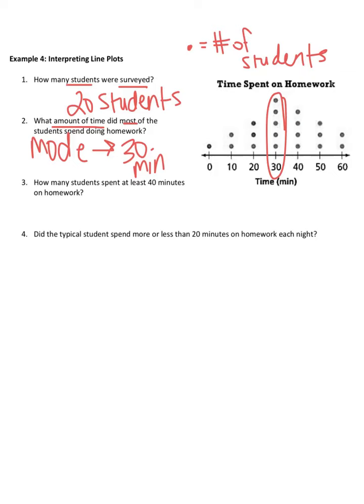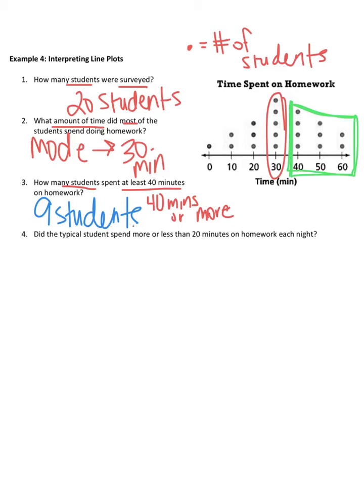Next question says, how many students spent at least 40 minutes on homework? That means they could have spent 40 minutes or more. Notice how I'm reinterpreting what the question's asking. So now I'm going to look at my 40 minutes or more, and I'm going to count those dots. Go ahead and count those dots and see how many students you get. If I count 1, 2, 3, 4, 5, 6, 7, 8, 9, I get 9 students.